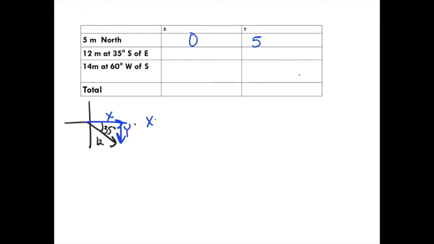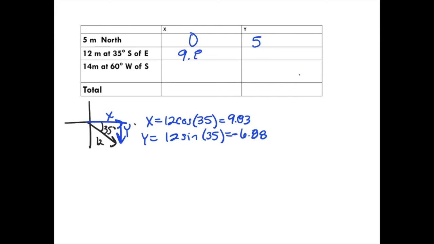And so for x, I'm going to do 12 cosine 35, equals 9.83. And then for the y would be 12 sine 35, and that's going to equal 6.88 in the calculator. But since y is going in the south or negative direction, I want to make it negative. And then I'm going to take those numbers, the numbers of what we just did, and add those into the chart.